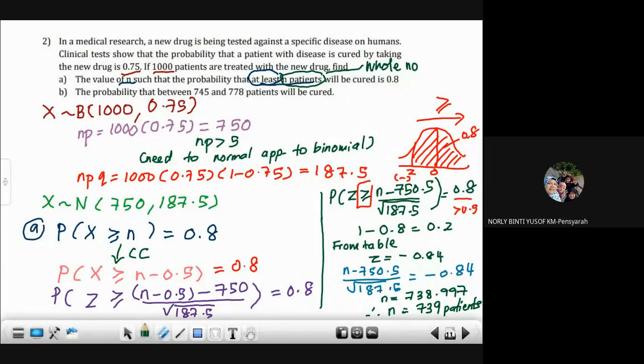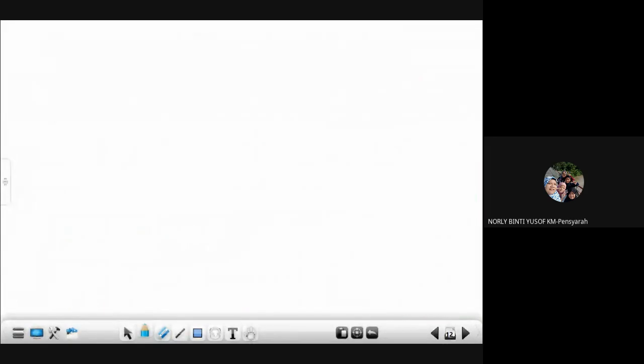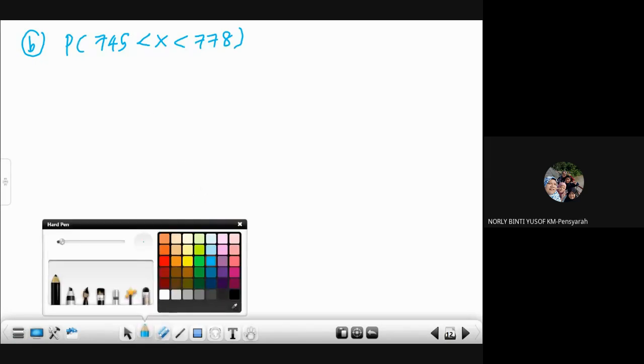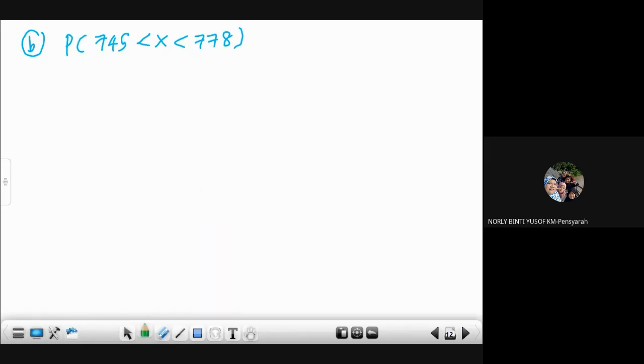Okay, sama. Lepas tu nak cari probability between. So dalam soalan dia bagi between 785 dengan 708. So between termasuk tak? Tak kan simbol dia. So kita pun buat simbol discrete kita 745 X 778. Itu penting. Kalau you letak sama dengan, then you salah lah in the first place. Lepas tu kita kena buat continuity correction sebab dia normal approximation.